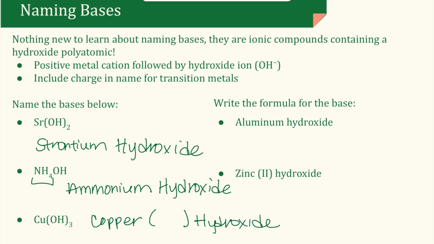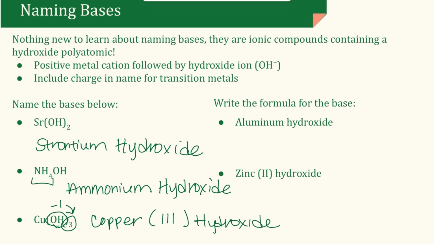Figuring out the charge, because OH has a -1 charge, however many OHs we have is going to tell us what the charge is. So I have a -3 charge from my OHs, meaning copper is going to have a +3 charge. So we would say copper(III) hydroxide using those Roman numerals.